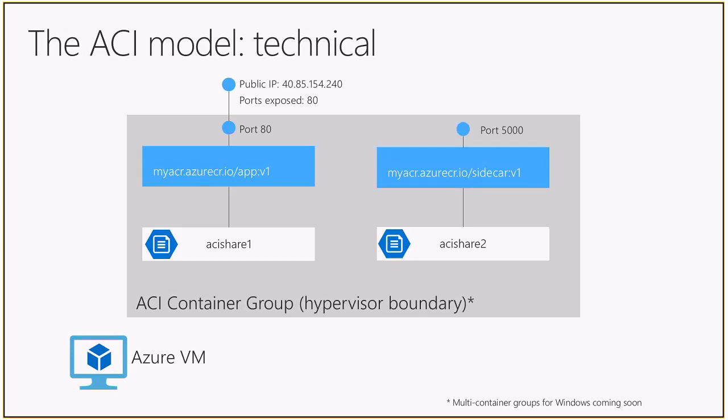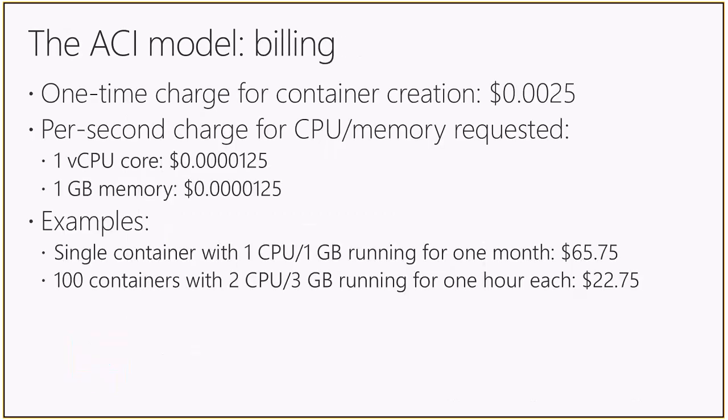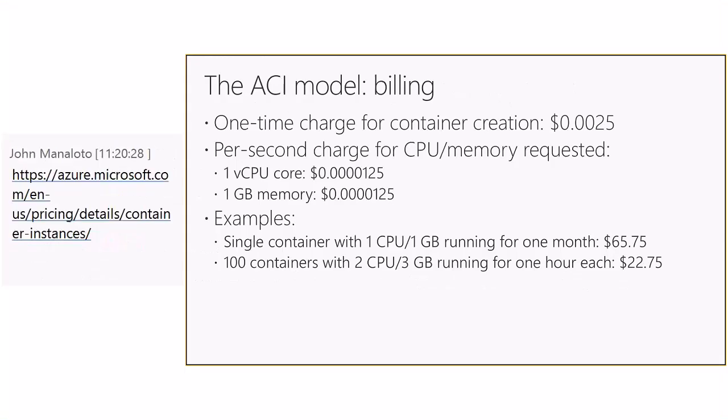Just keep in mind that the billing model is per second. So there is a charge for the creation of the VM, a one-time charge of the container. When the container is created, you are charged 0.25 cents for that. And then you will have a per second charge for one vCPU core of 0.125 cents per core, and same for the memory.